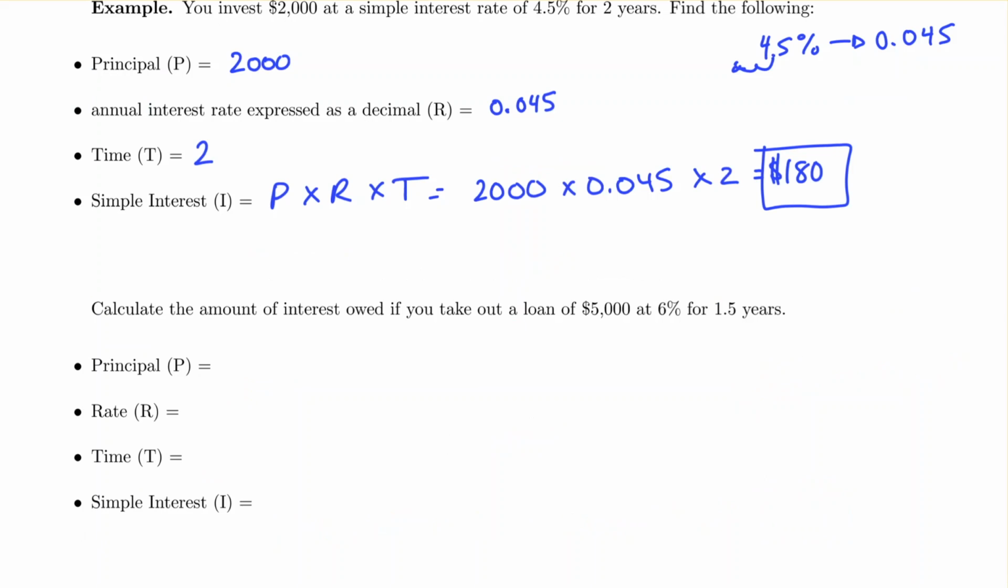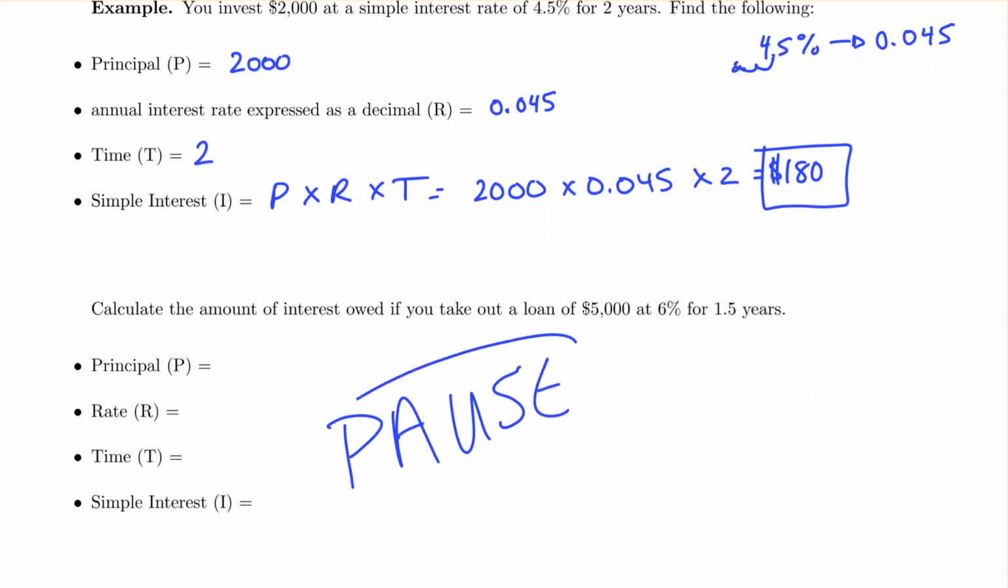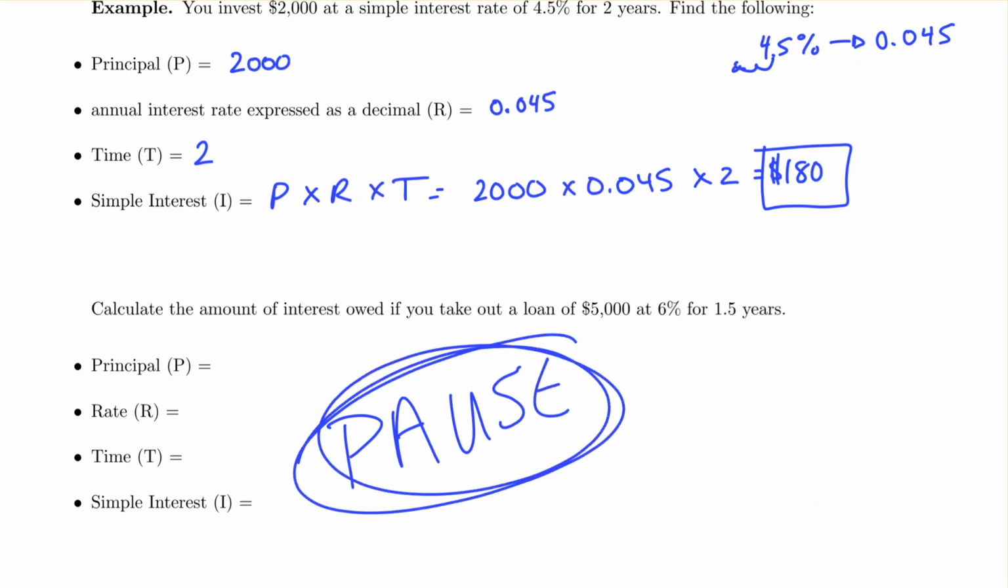So now we have an example. Calculate the interest owed if you take out a loan of $5,000 at 6% for 1.5 years. This is very similar to the above example. Please pause this video and try this on your own. Unpause to check your work.